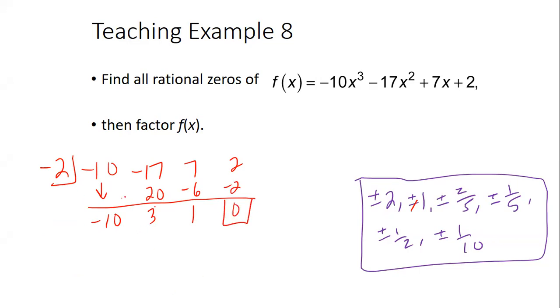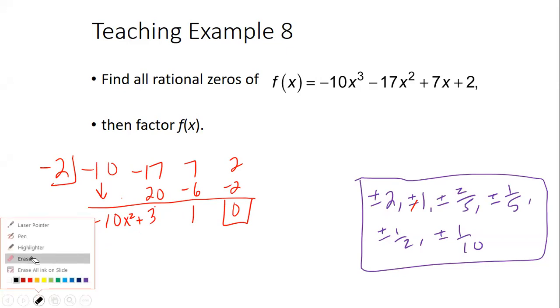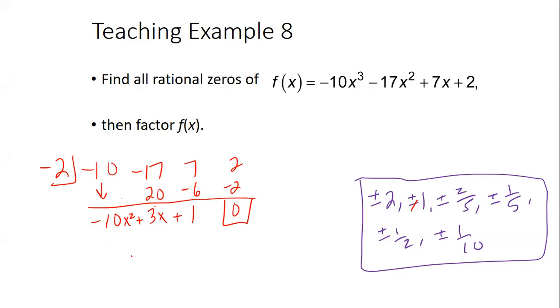So that means that when we divide out x plus 2, we're left with negative 10x squared plus 3x plus 1. Okay, so this is not fully factored, but we know that one of our factors is x plus 2, because what worked? Negative 2, correct?